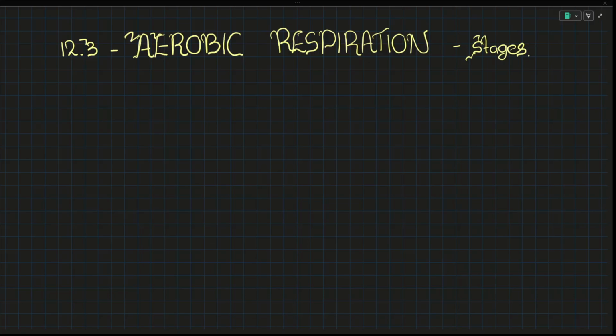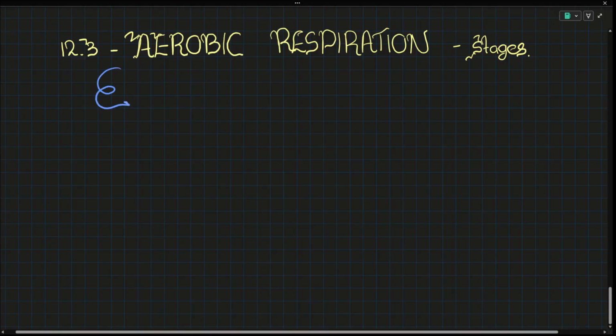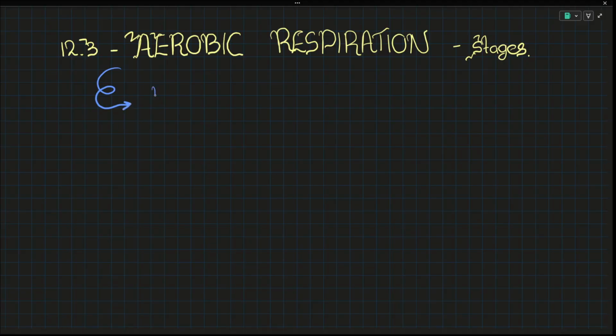Right. So the most important part of this particular chapter is going to be aerobic respiration and its specific stages. When we actually get to the stages of aerobic respiration, the first thing that we have to discuss is the mitochondrion. Mitochondrion is the singular form of it. Mitochondria would be the plural form of it.